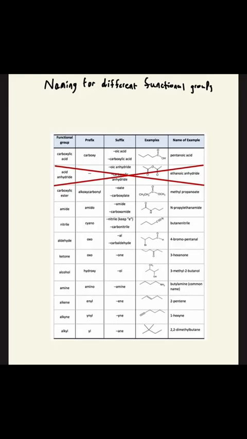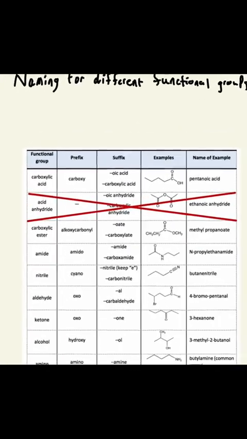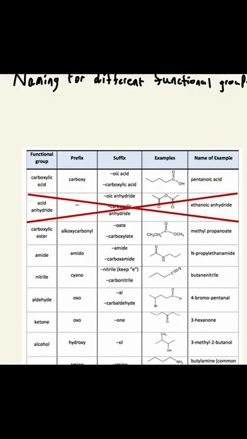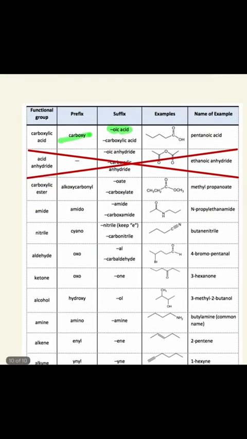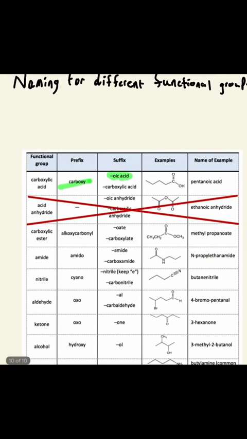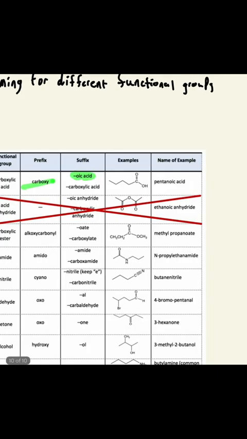Okay. So if we start off with the top, carboxylic acid. So you can see we've got the functional group, carboxylic acid. The prefix is carboxy. So that's the start of the word. And then it ends in oic acid. Right, so not that bottom one. It's just the top one. For all of these, that is the top one. So don't worry about that bottom suffix. And then an example here.